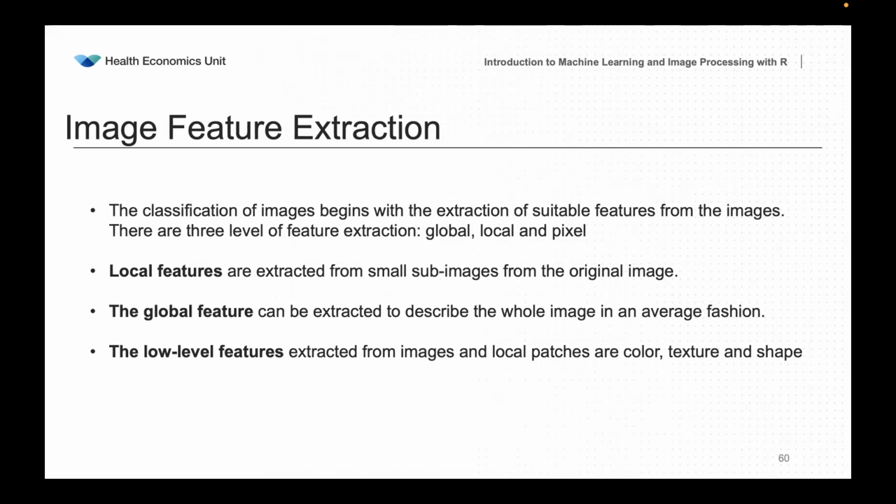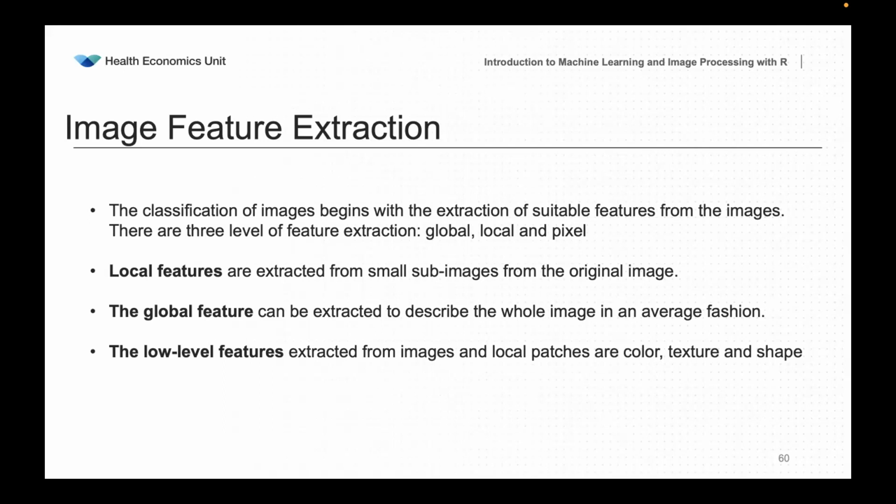So the classification of the image begins, as I said, with extraction of suitable features from the images. There are three levels of feature extraction: the global level, local level, and the pixel level. The local level features are extracted from small sub-images of the original image. For example, the original image has many objects, so we first extract the local features, the kind of abstract level ones. The global level can be extracted to describe the whole image in an average fashion.